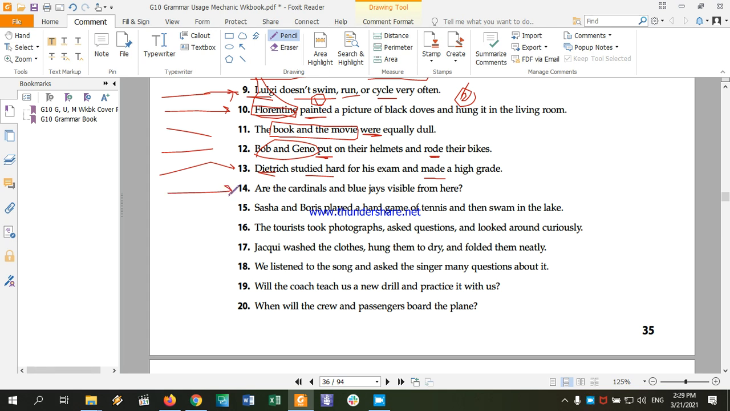Are the Cardinals and the Blue Jays visible from here? Cardinals, this is the first simple subject of the compound subject. Blue Jays, this is the second item of the compound subject. Are, this is the verb. So that's it. From fifteen to twenty is homework.